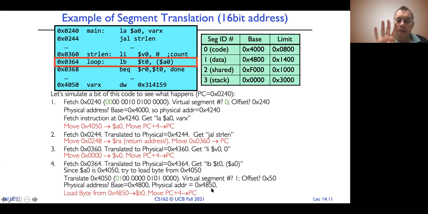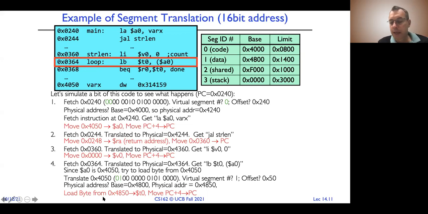So the virtual address is 4050. But remember, the first 2 bits of this address represent the segment ID, that's 1. And the last, in this case, 14 bits represent the offset. The last 14 bits give 50, so the offset is 50. Again, the offset is made of binary digits, right? 0 or 1. Then you add the offset to the base, which is 4800.